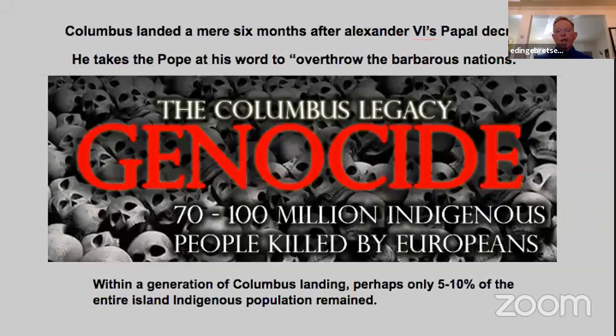Columbus's legacy, genocide. It's the reason October 12th is now the Feast of the Indigenous People. 70 to 100 million indigenous people killed by Europeans over the time, and the Taino within a generation, 5 to 10% of the entire island's indigenous population remained. This is information and detail that can be easily found if you need it.